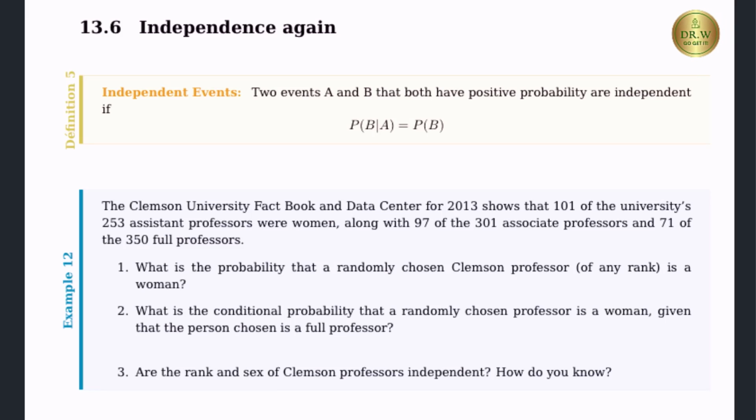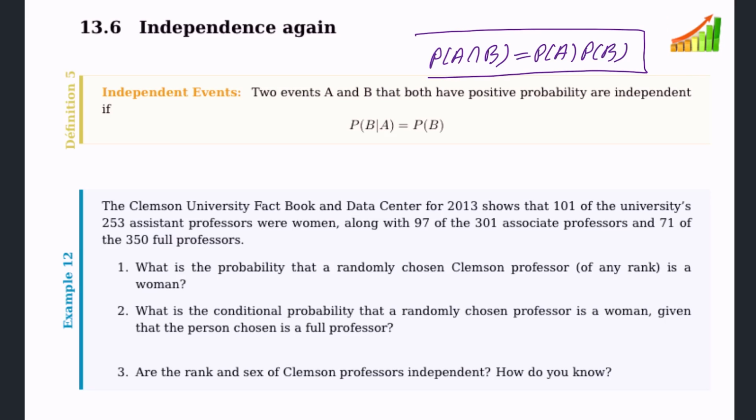Now let me explain the section 13.6 independence again. If you watched my previous video, you know I explained independent events. Suppose there are two events A and B, then we can write probability of A intersection B equals probability of A times probability of B. This is true if and only if A and B are independent. That means if A and B are independent, you can use this, or if this is true, A and B are independent.